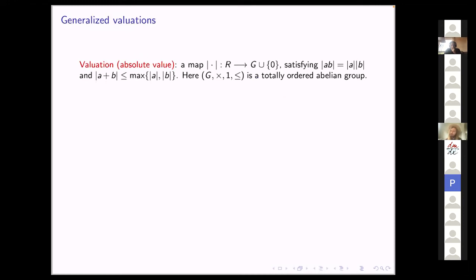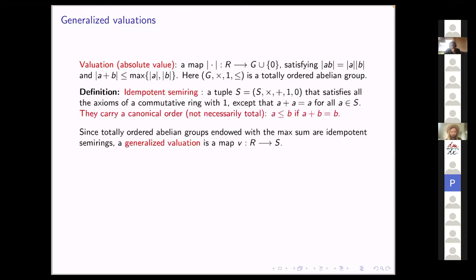Now, the second main point is that the notion of valuation, as I said before, is very natural. You just take a map which is multiplicative and satisfies the triangle inequality. Note that I am using the multiplicative format for my abelian group, which has to be totally ordered if I want to discuss the classical situation.